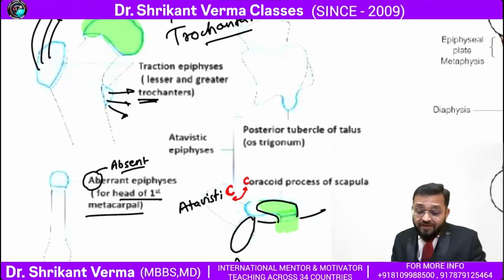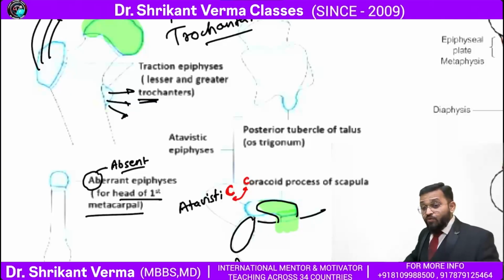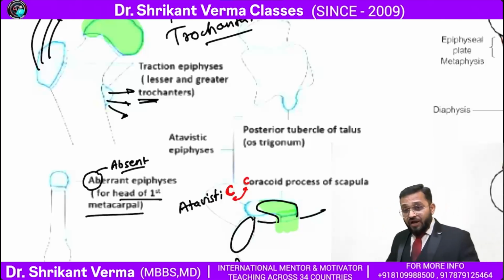And aberrant epiphyses are generally absent, sometimes they are present. When they are present, then it is known as aberrant, like the head of the first metacarpal. This is the aberrant epiphysis. Atavistic is ending with C, so C for coracoid process. So remember, the coracoid process is the atavistic epiphysis, which is actually a separate bone, but during evolution is now fused with the nearby bone. Are you getting it?